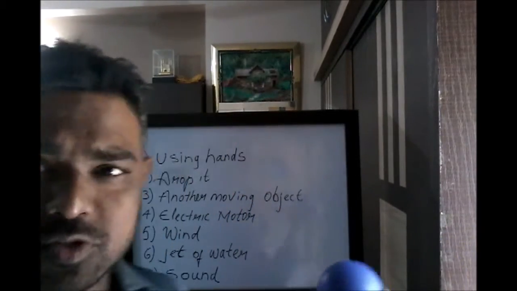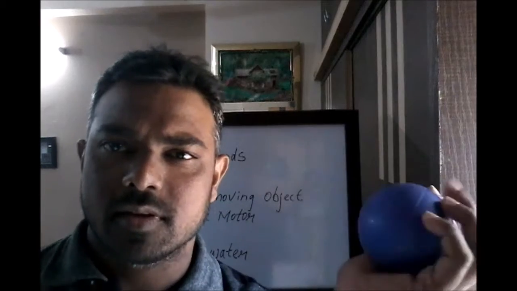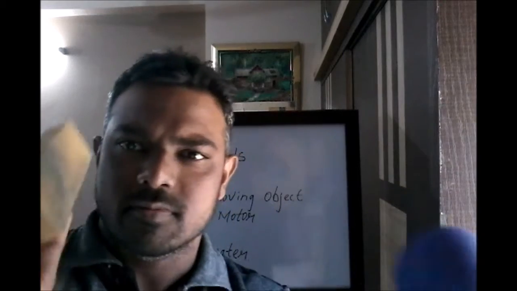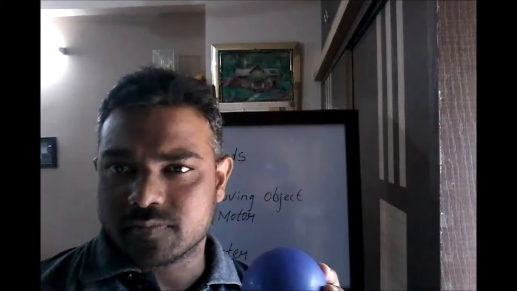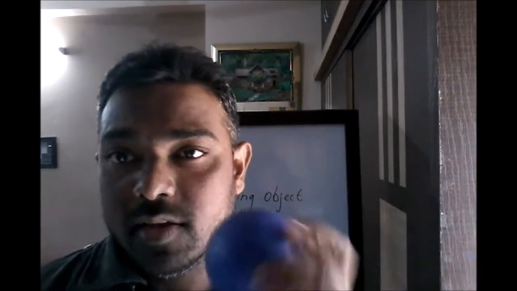That's one way. The second way, just drop it. Gravity. That's another way of moving this ball. Third, another moving object. So I have this sponge, and I can just throw it on this ball. You see, it moves. Another moving object. If you can get more creative, just tie a rope to this ball and connect it to an electric motor. The motor rotates, the rope is pulled up and the ball is moved. That's another way, using an electric motor.